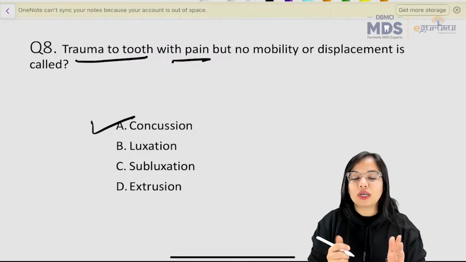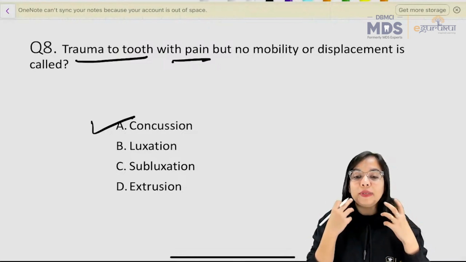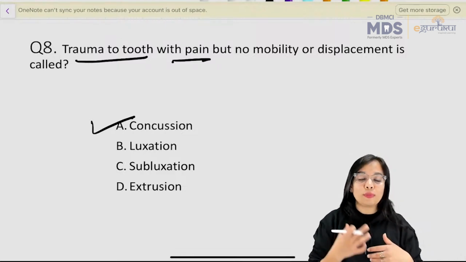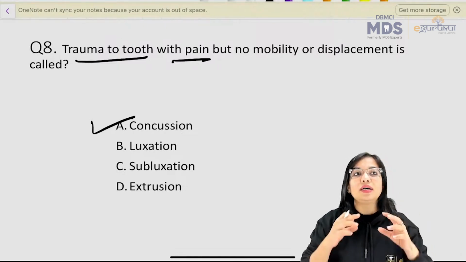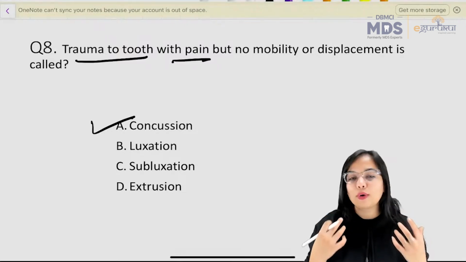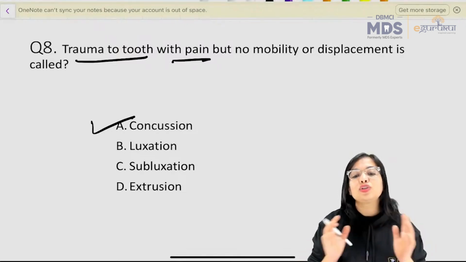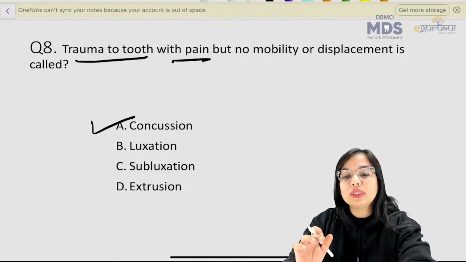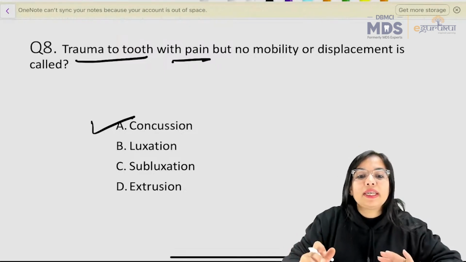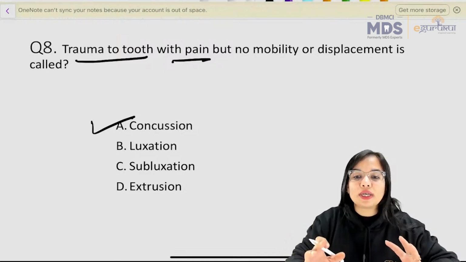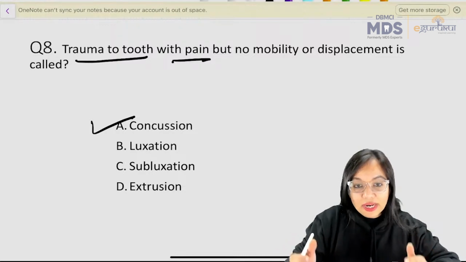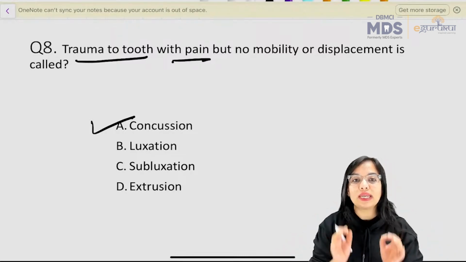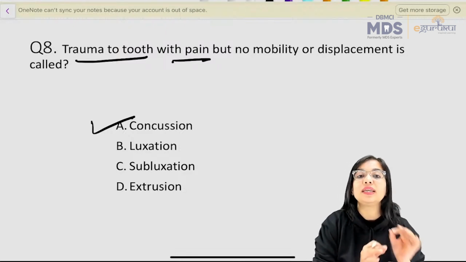So in concussion, what will happen? The PDL fibers will get compressed, the PDL fibers will get hurt, and that is why there's going to be pain in the teeth, but they've not broken, so there's no mobility and there is no displacement. Is it clear? Okay, so concussion, basically the tooth is tender to touch or tapping, it has not been displaced and does not have increased mobility. Right, then what is subluxation? So subluxation means the tooth is tender to touch or tapping and has increased mobility.